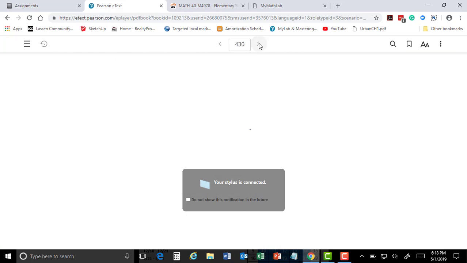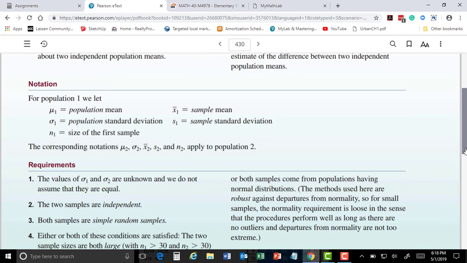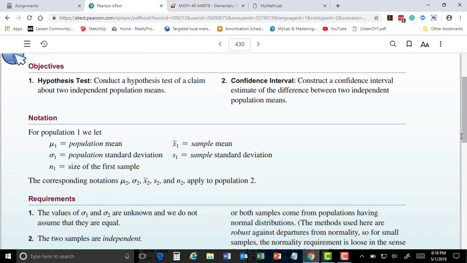Let's see. All right, so here we go, finally. Now, hypothesis test, of course. Construct a hypothesis test of a claim about two independent samples, and then construct a confidence interval estimating the difference between the two population means.